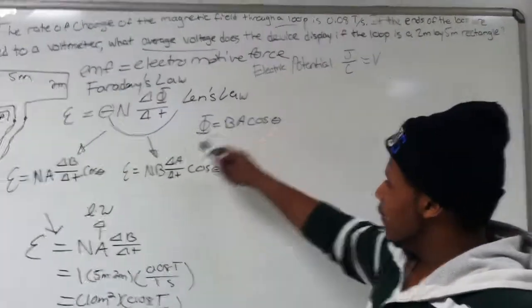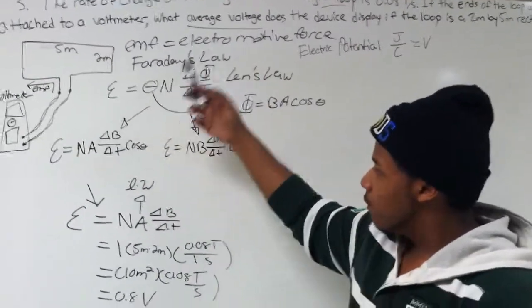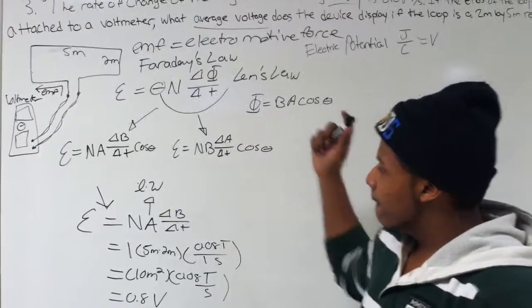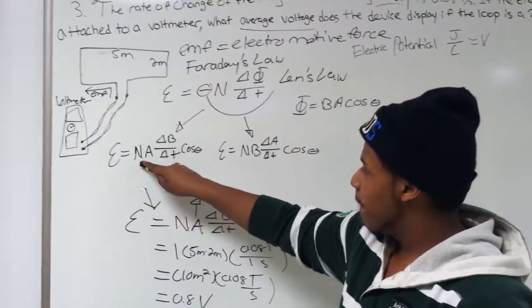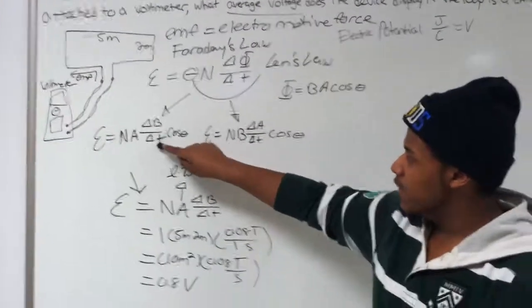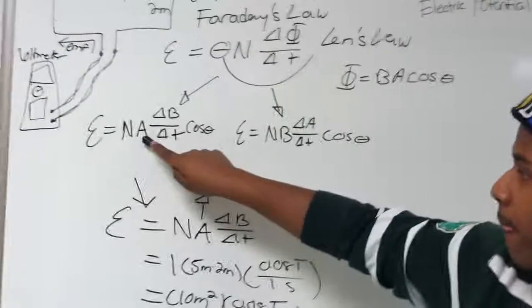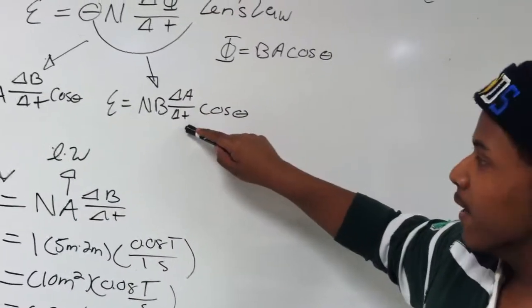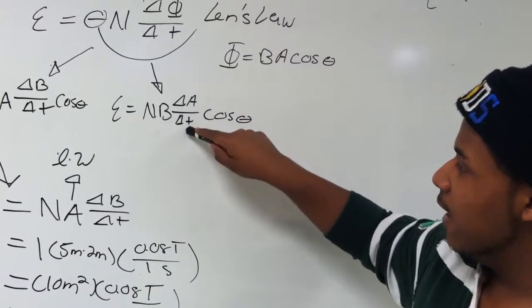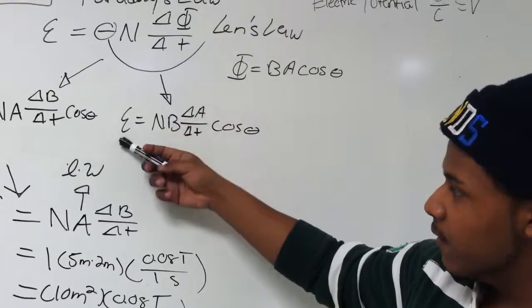In order to find the average voltage produced, we have two situations. Situation 1: our average voltage is produced due to a change in magnetic field through a constant area of the loop. Situation 2: we have a change in area with a constant magnetic field, which produces our voltage.